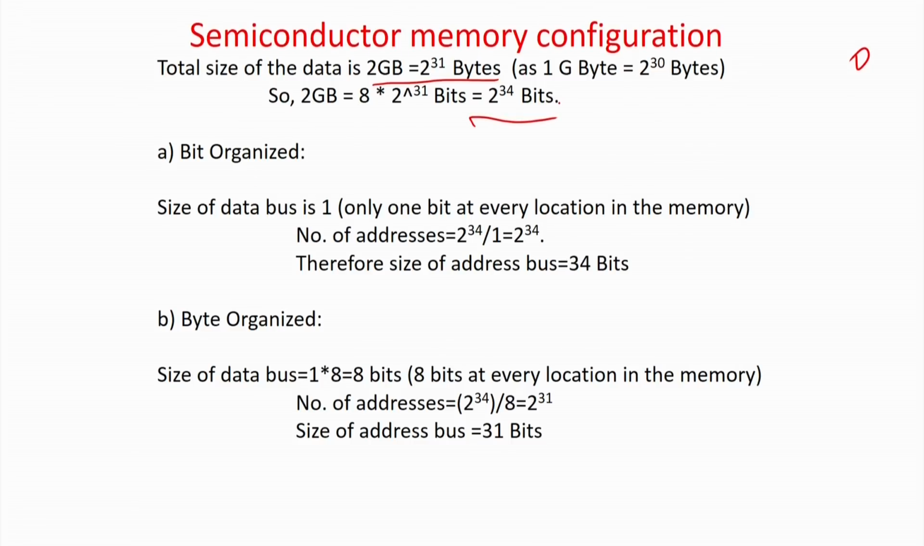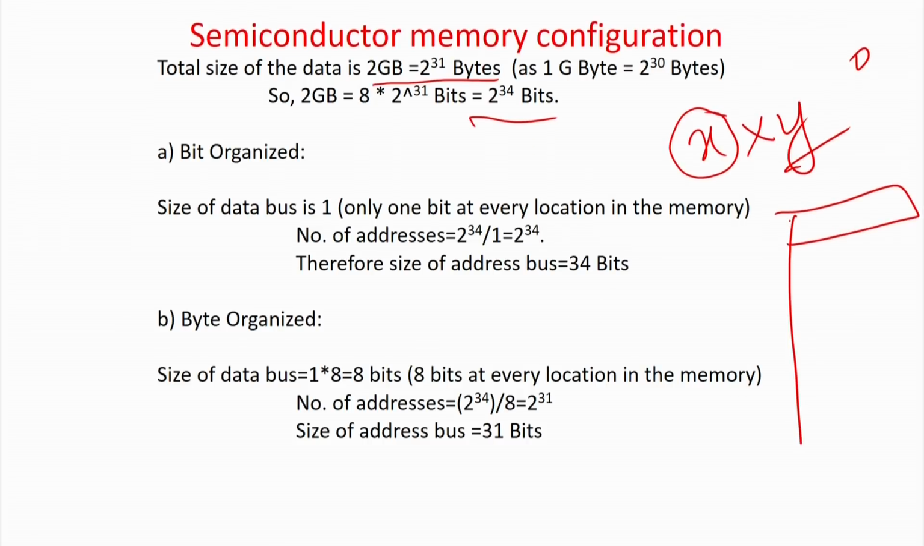But again, I told you that generally we write a memory in terms of x cross y, that is, x is the number of memory locations and y is the width. So, if you are writing 2 to the power 34 bits, I am not telling you what the length and what the width of the memory is. So, you have to tell in which way. In this case, it is saying the whole size is 2 to the power 34 bits. That is another way of describing a memory, but immediately you have to tell that it is bit organized.